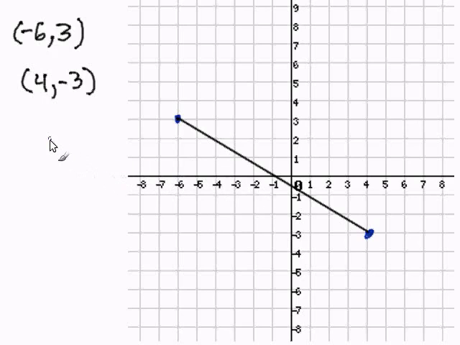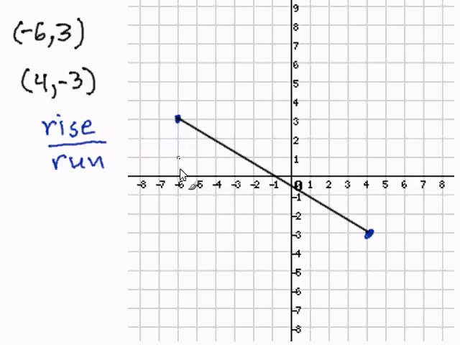Now, the slope is defined as rise over run. Rise over run. Rise represents the vertical distance that you travel to get from one point to the next, and run is the horizontal distance. Now, we always travel from the left point to the right point. So let's start with rise.